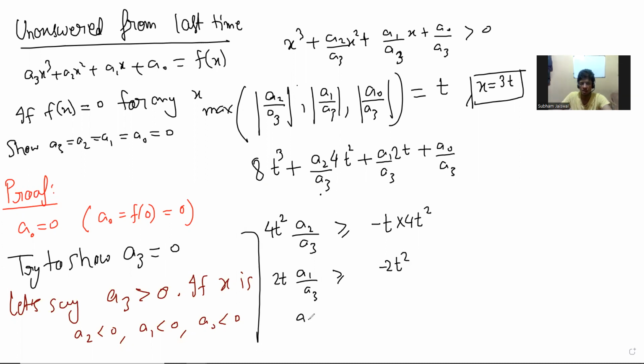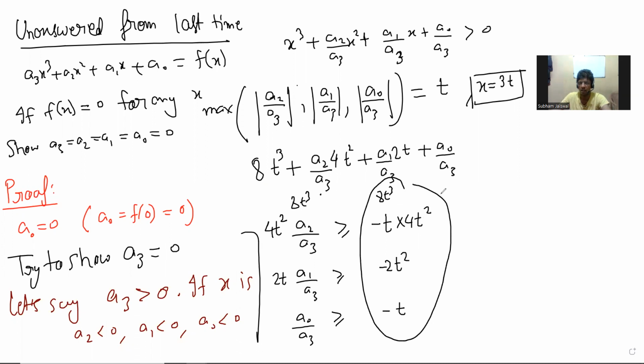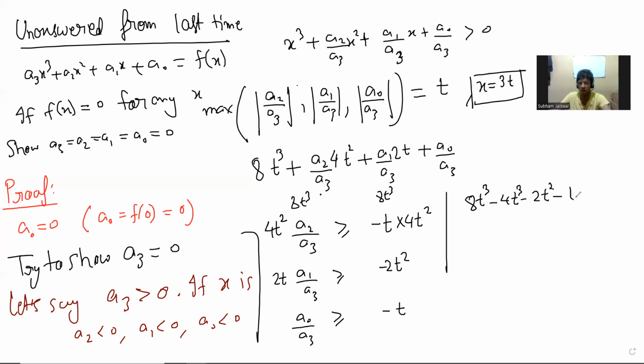So there seems to be a small problem. And this is again bigger than minus t, right? And so we have this. And then we add the 8t cube. So finally, what do we get? We get this thing, right? So let's check if that is positive. So then we have 8t cube minus 4t cube minus 2t square minus t. Is this always positive? No, right? This is not positive when t is small, when t is less than 1. When t is small, it doesn't work.